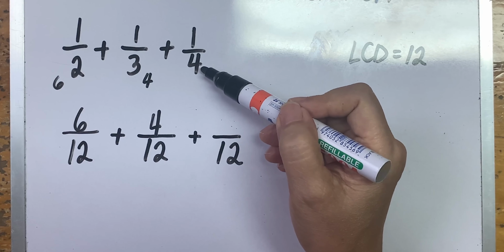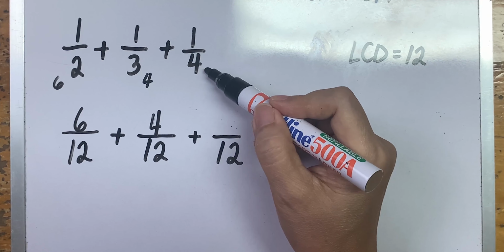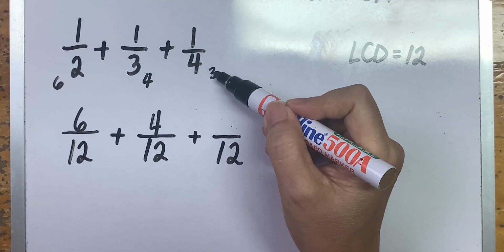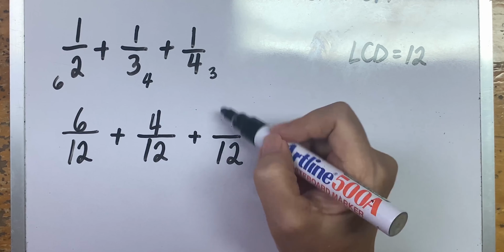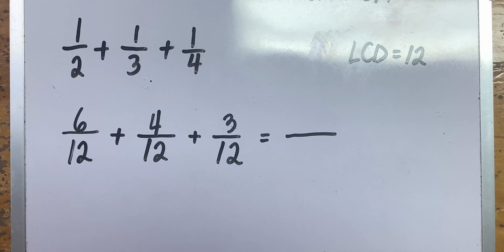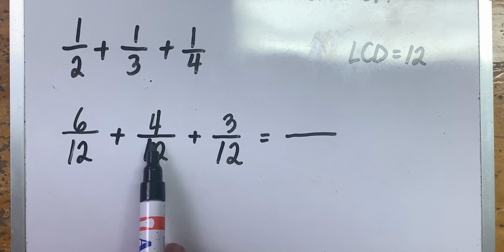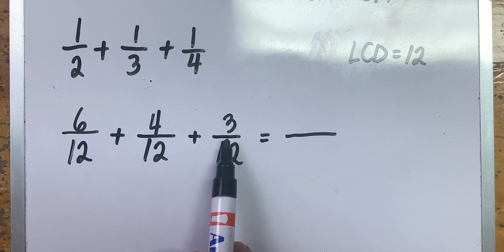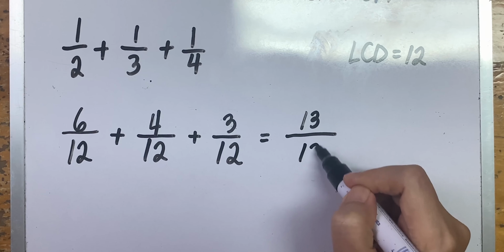Para maging denominator nito ay 12, imumultiply natin ang 4 by 3. Itong number na to, imumultiply din natin sa numerator. So 1 times 3 is 3. Ngayon, na-convert na natin to into like fraction. Pwede na natin i-add lahat ng numerator. So 6 plus 4 is 10 plus 3, we have 13 over 12.